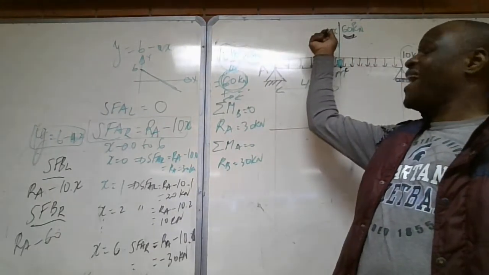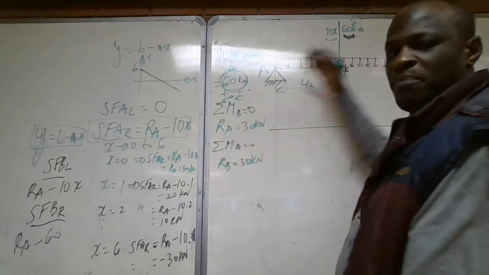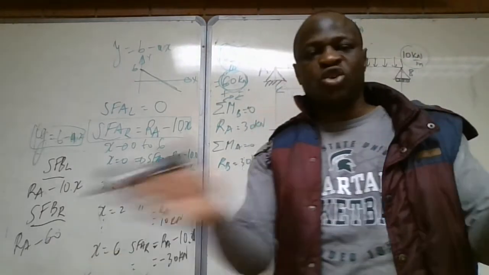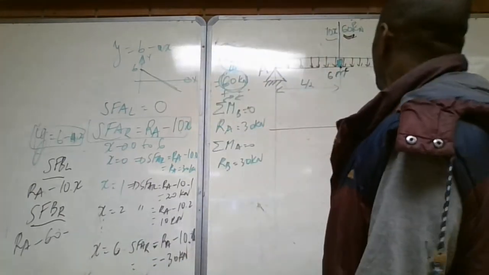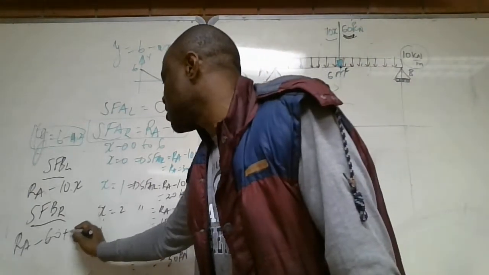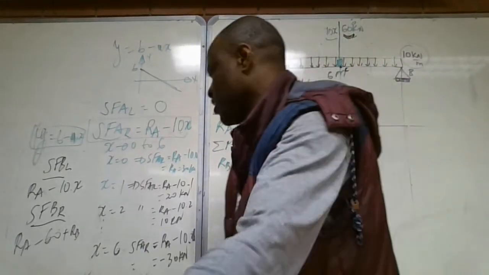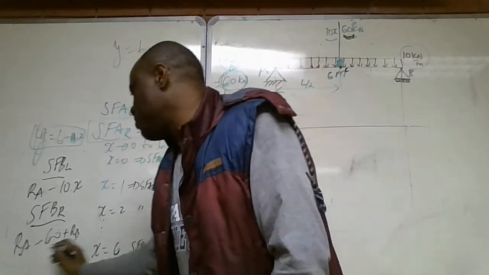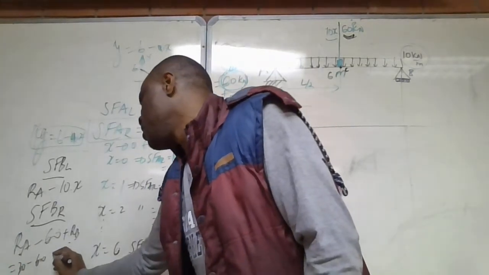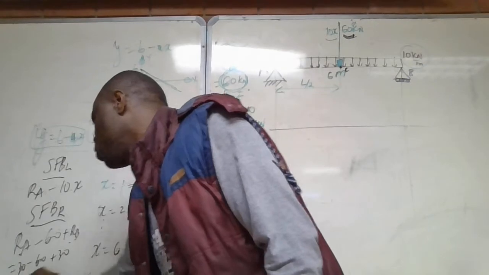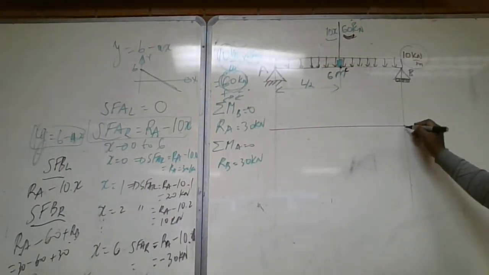We could have used 10x if we were still on one of the points of the beam, but because we are beyond, let's use the total because the whole beam is covered. Minus 60 and then plus Rb. And we can see that in this equation, Ra plus Rb minus 60, this will be 30 minus 60 plus 30, this will be equal to 0. And that will help us to close our shear force.